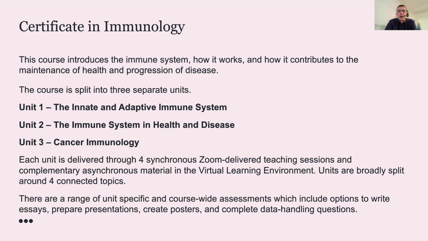To do that, we decided to break down the course into three separate sections, and those are delivered as separate units. The first one of those covers the innate and adaptive immune system. The second one looks at the role of the immune system in health and disease. And the third one addresses a particular set of case studies by looking in detail at cancer immunology. And in a moment, I'll give a little bit more information on each of those three units for you.